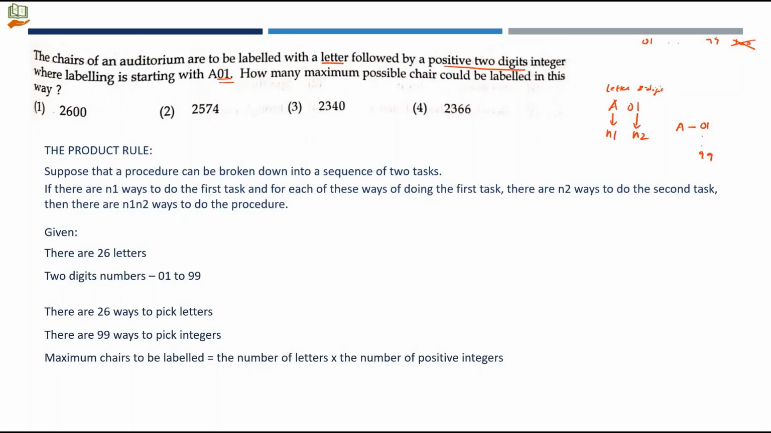Then the maximum chairs to be labeled will be equal to the number of letters into the number of positive integers. If we take the product rule, we can take this to be n1 and this to be n2. So the number of letters will be 26 and the number of positive integers will be 99. You will get the answer of 2574. Option number 2 will be the right answer.